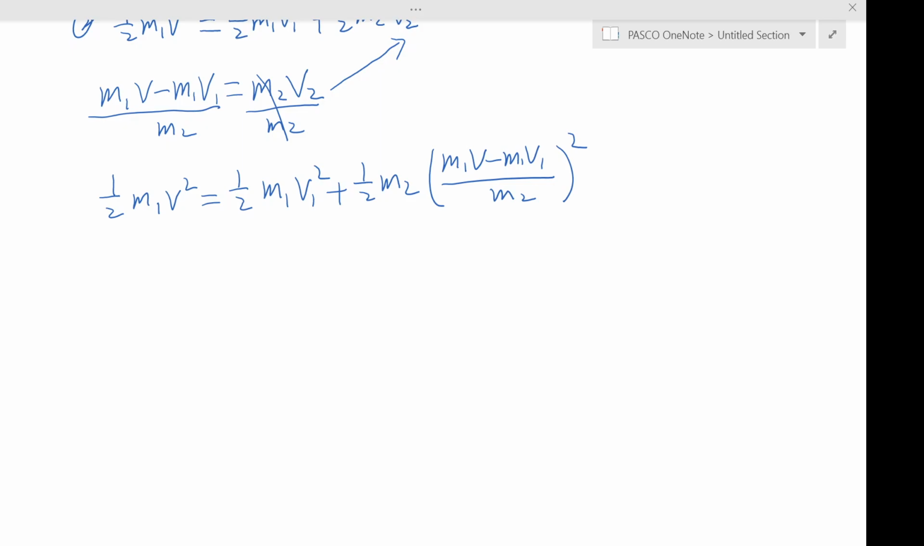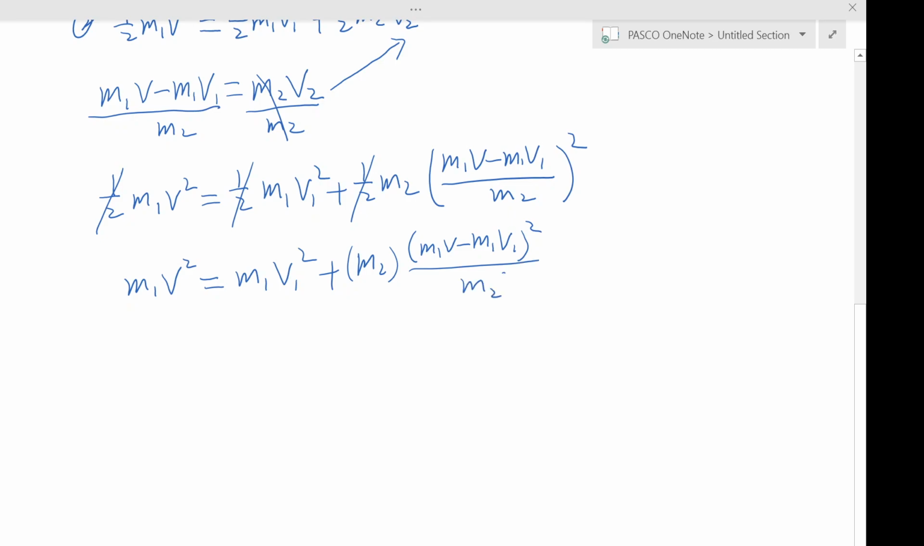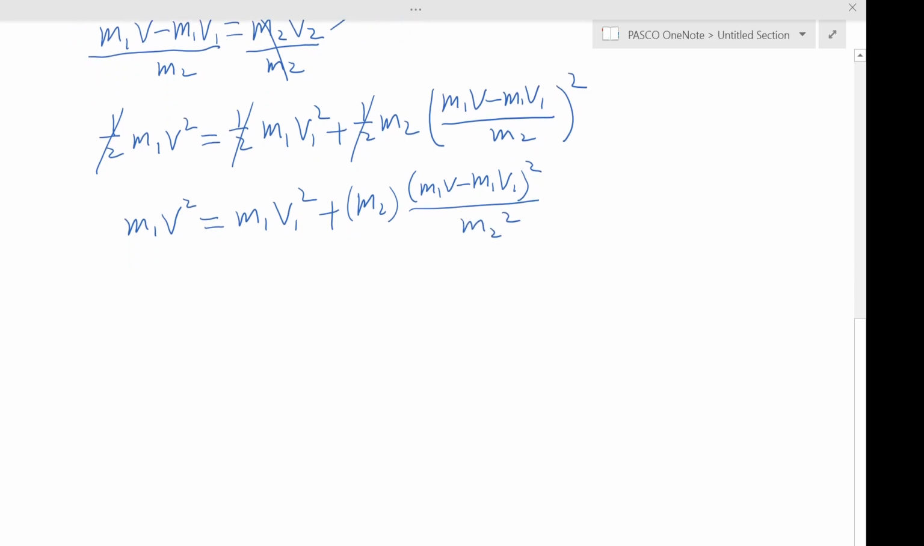So let's tidy things up a bit. First of all, we can get rid of all the half because it is in all the terms. And from there, let's write down what we have left. m1 v1 squared plus m2 times (m1 v minus m1 v1 squared) over m2 squared. And you can see m2 here can cancel out one of the m2 in the denominator, so I have just the m2 left in the denominator.